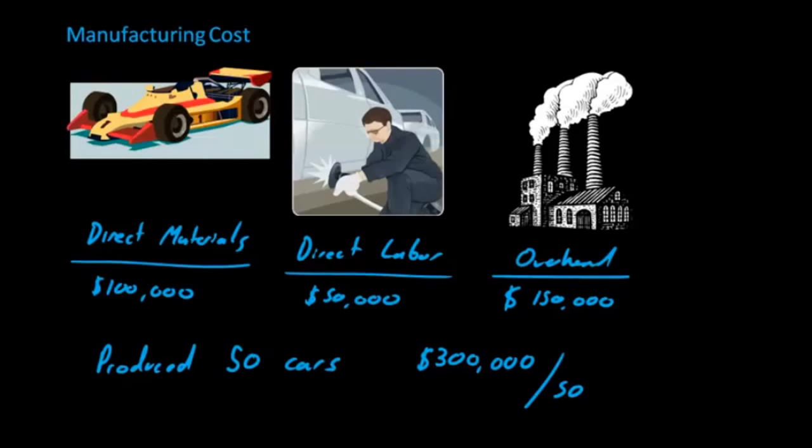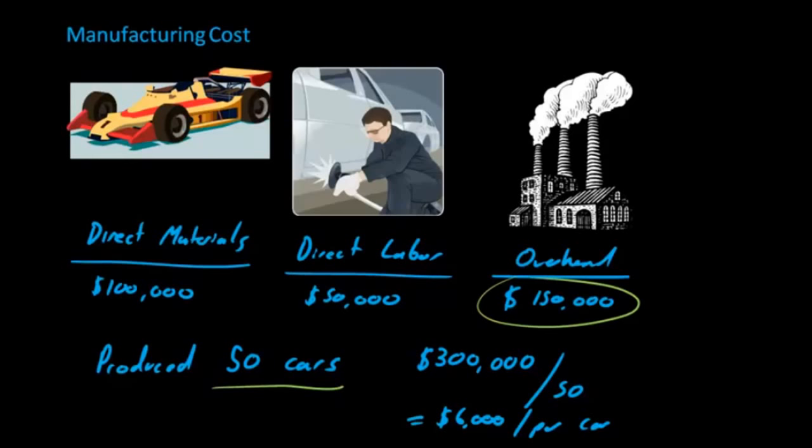And so we just would take our total product cost, which in this case is 100,000 of direct materials plus 50,000 of direct labor plus 150,000 of overhead, so that totals to 300,000, which is our total product cost, and we just divide by the number of cars produced. So divided by 50, and you get 6,000 per car. So it's costing us $6,000 for a car. So in this case, we ended up with just allocating this $150,000 overhead equally across the 50 cars produced. And that was because the 50 cars were identical. They were all exactly the same.